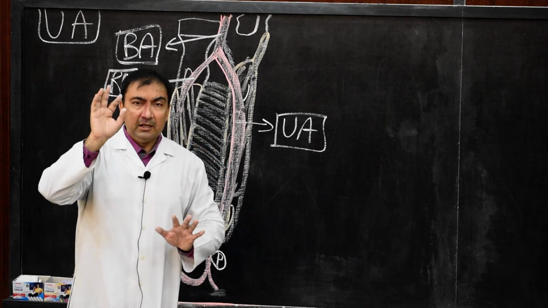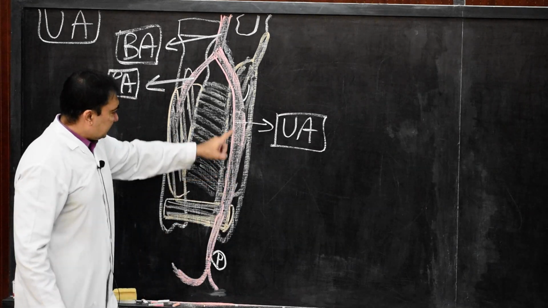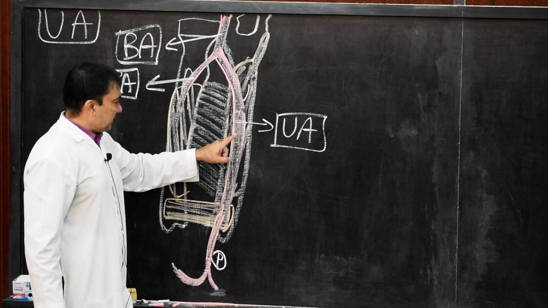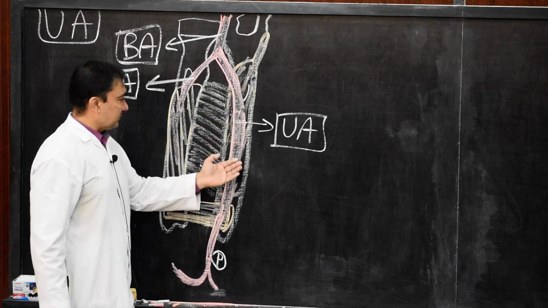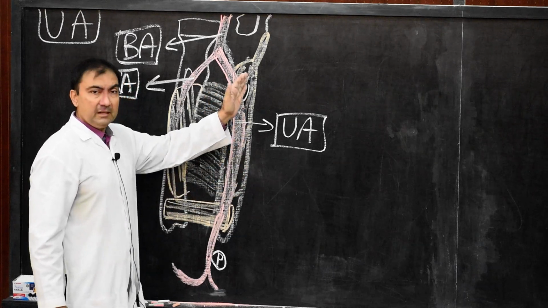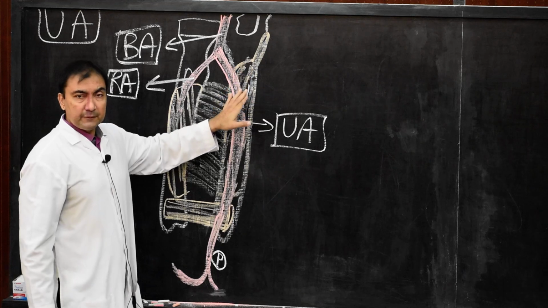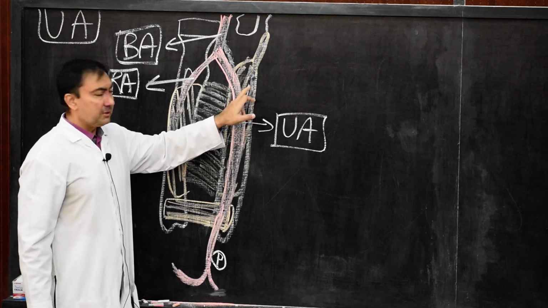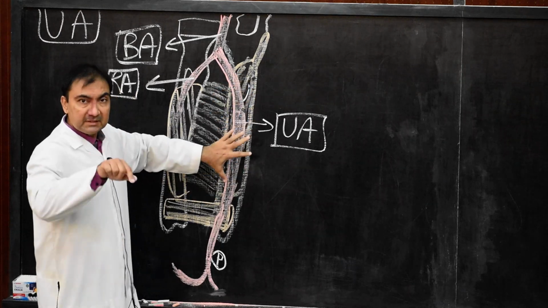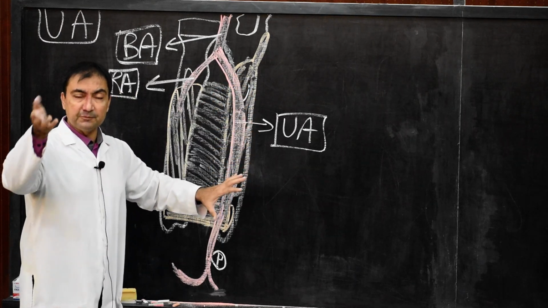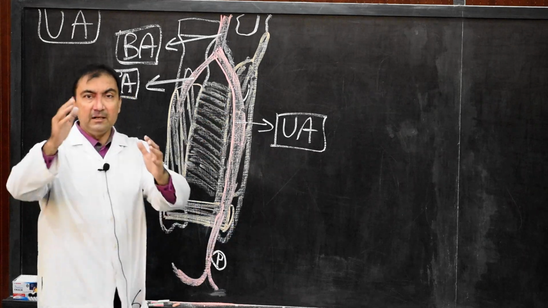Now comes the deep relation. You can see the diagram and tell me on which muscle the ulnar artery is lying. Here we have drawn it in the background. The muscle which is covering the anterior and medial surface of the ulna is flexor digitorum profundus. So the muscle which we had drawn previously on the ulna, flexor digitorum profundus, will form the deep relation to the ulnar artery.